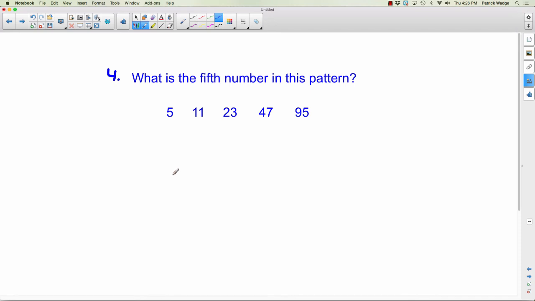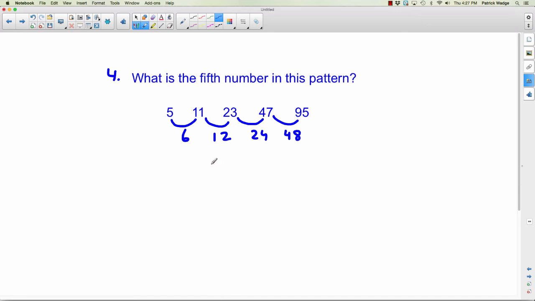I'd be impressed. The first thing I would do when I was doing this one is I'd look to see, well, what does this go up by? It goes up by 6. And then this goes up by 11 to 23 is 12. That could be interesting. And then this one goes up by 24. That looks pretty good. And then this one goes up by, grab the calculator, 48. This is looking pretty promising.